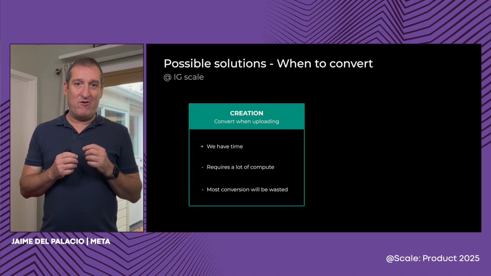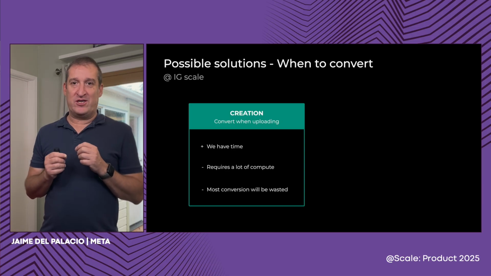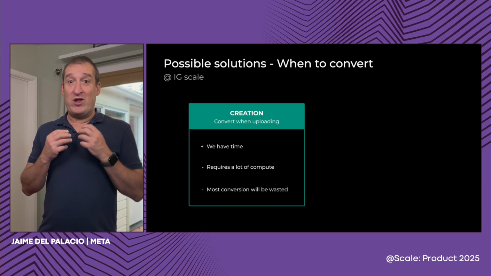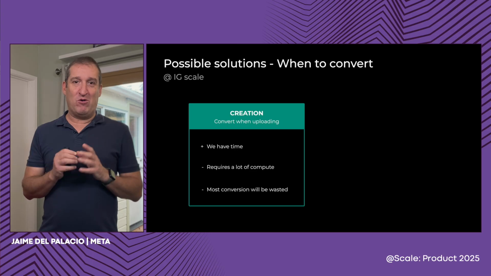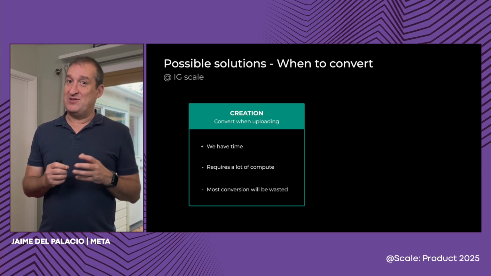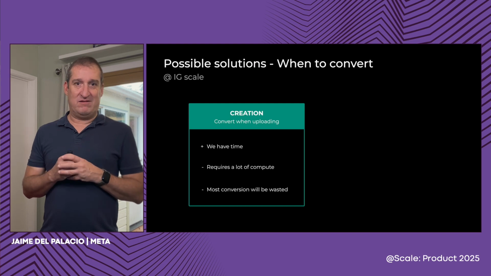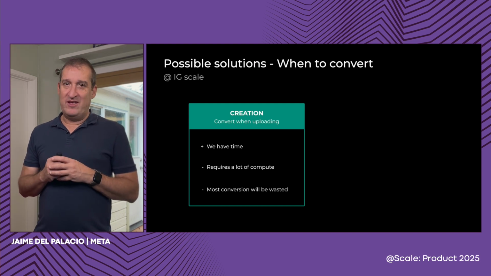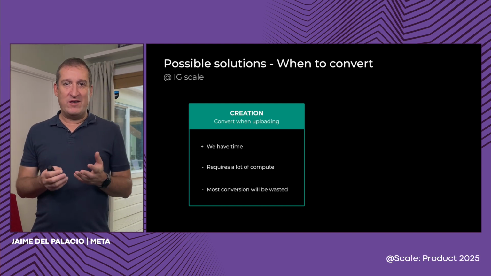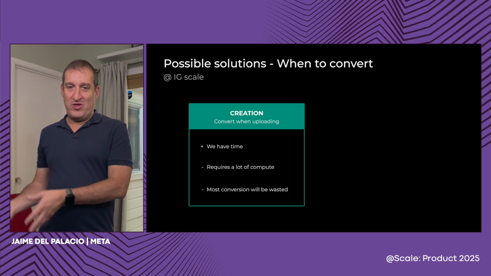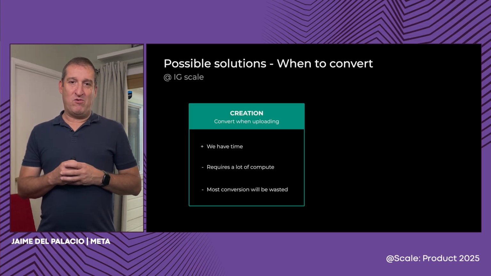So to achieve our vision of creating all the content in 3D for Quest, we would have to convert everything, all posts, into 3D. As you can imagine, that would take a lot of compute power at IG scale. But most importantly, most of those conversions would be wasted, since we would convert something that would never show up on Quest.